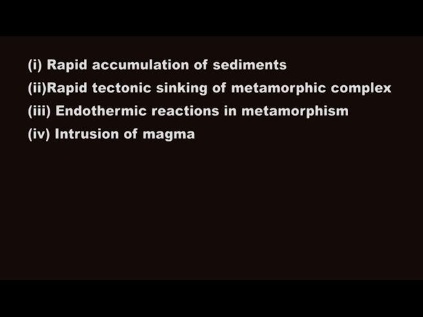An ordinary geothermal gradient is modified by several factors, some of which are: first, rapid accumulation of sediments; second, rapid tectonic sinking of the metamorphic complex; third, endothermic reaction in metamorphism; and fourth, intrusion of magma.